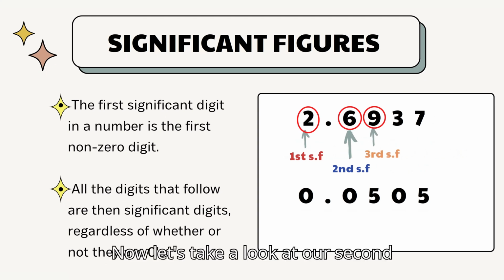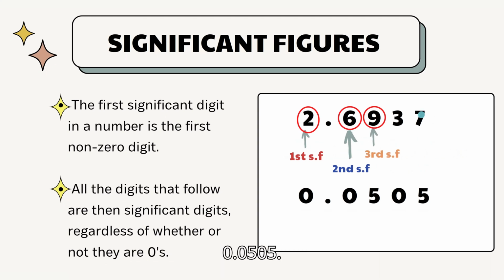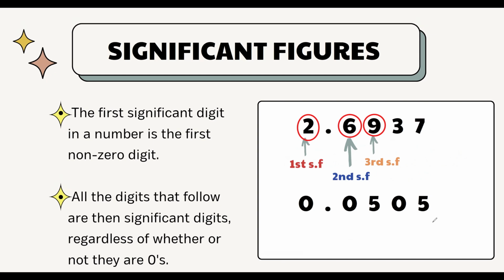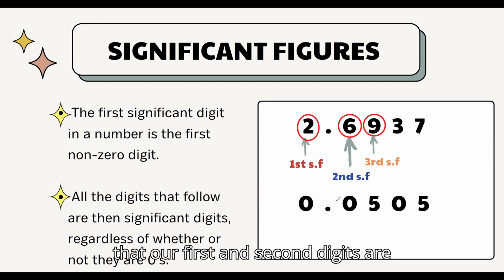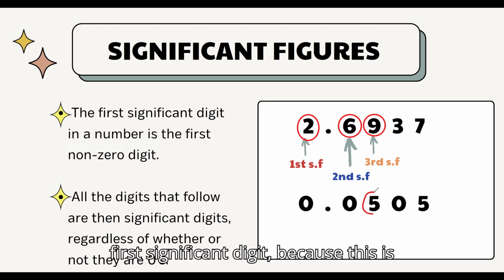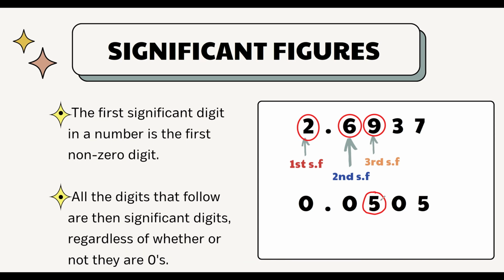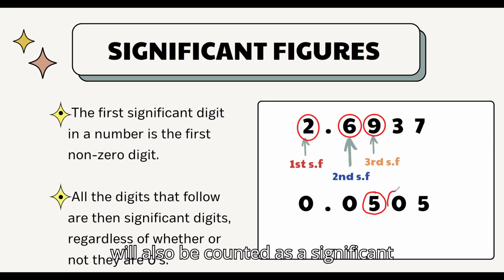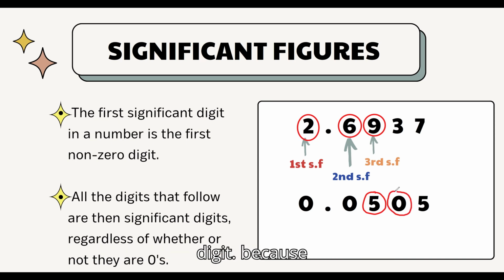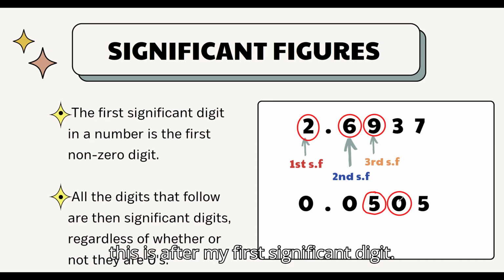Now let's take a look at our second number, which is 0.0505. Now in this case, you can see that our first and second digits are zeros. Then we have a 5. This means that 5 is going to be our first significant digit because this is our first non-zero number. Then we have another 0. This 0 will also be counted as a significant digit because this is after my first significant digit.